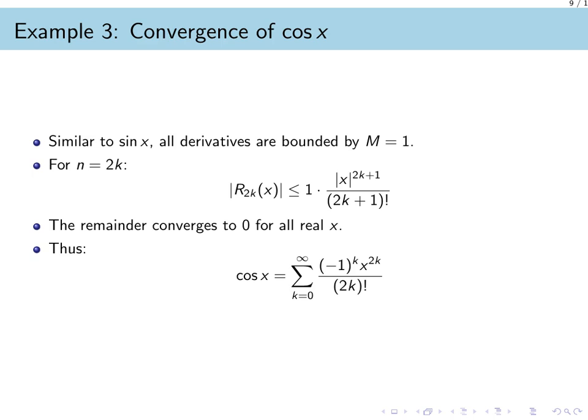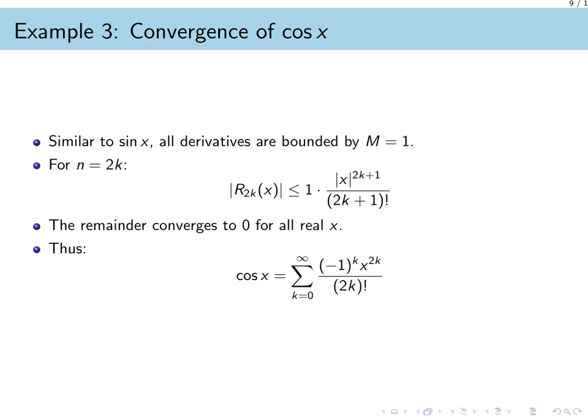For the cosine series, which contains only the even-powered terms, we look at the remainder term r sub 2k of x. The theorem tells us that the absolute value of this remainder is less than or equal to the absolute value of x raised to the power of 2k plus 1, all divided by the quantity 2k plus 1 factorial.